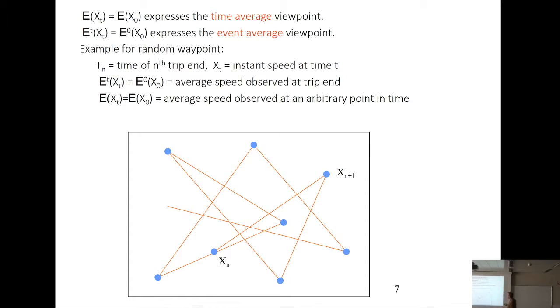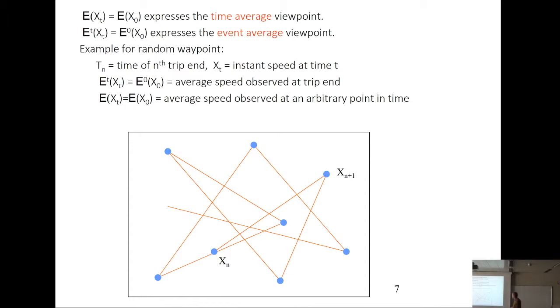And we see there is a difference between the expectation of x0, which is the Palm expectation of the speed, the speed observed at trip n, versus the time-stationary speed observed at an arbitrary point in time. Why are they different? Because smaller speeds take up longer time.